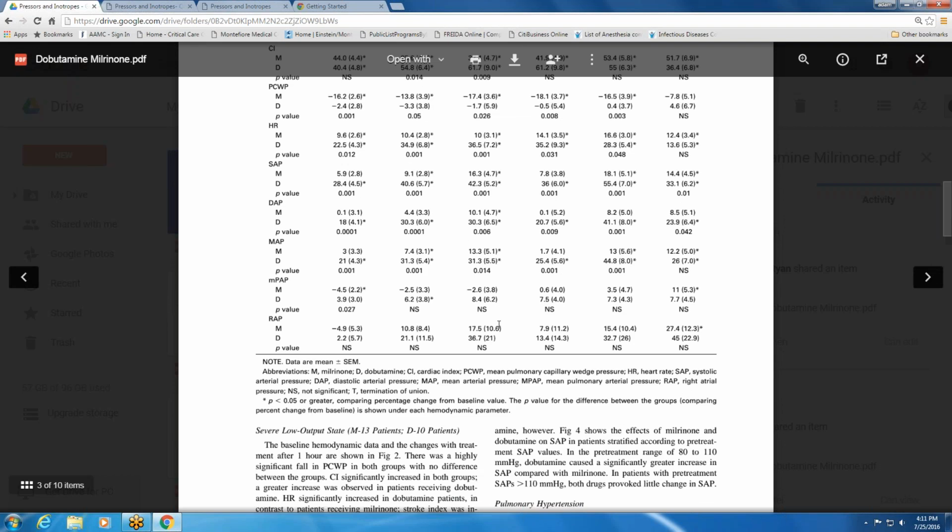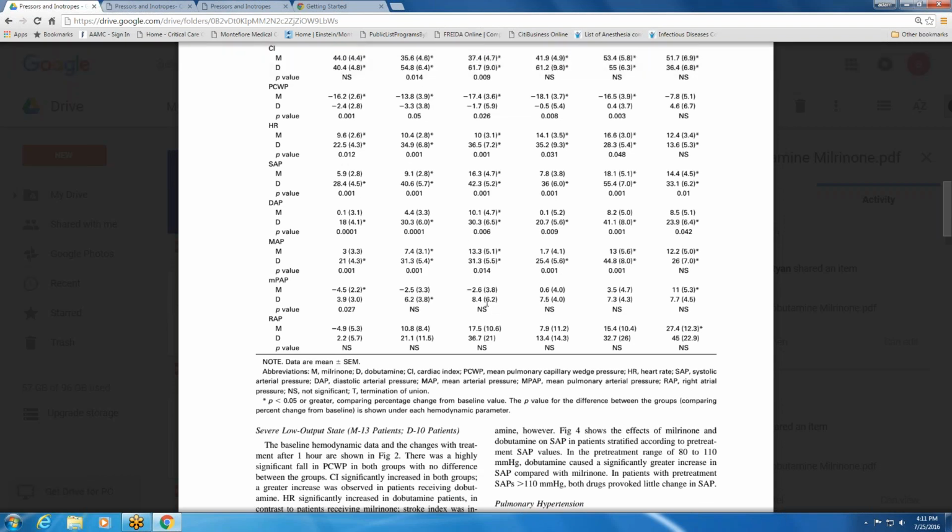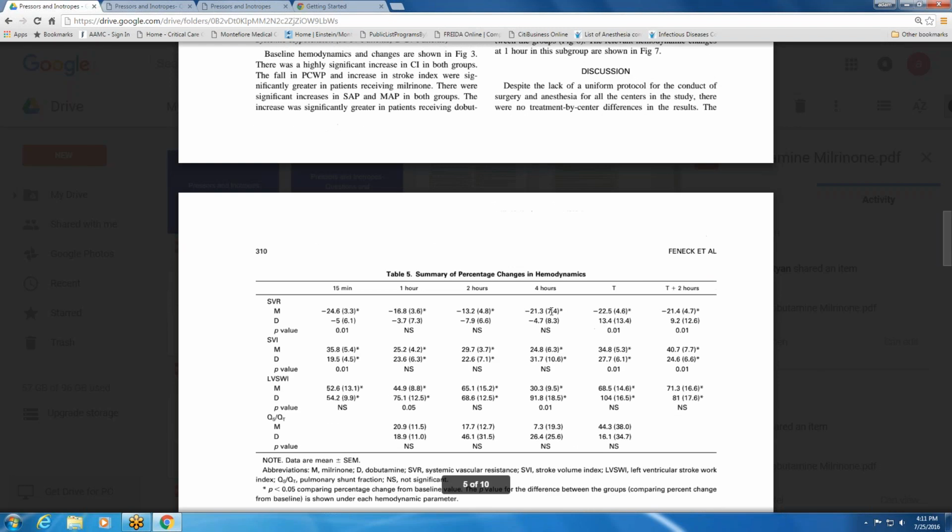The mean pulmonary artery pressures, if you look at them, were slightly up in the dobutamine group and slightly down in the milrinone group. Sometimes we think of milrinone as a decent pulmonary vasodilator, and we use it more in patients with cardiogenic shock who have RV failure and pulmonary hypertension. So that sort of backed that up to some degree.